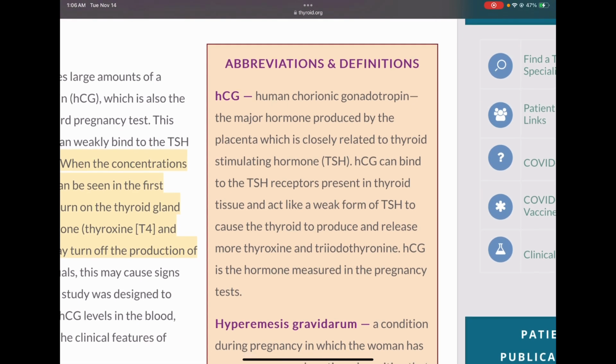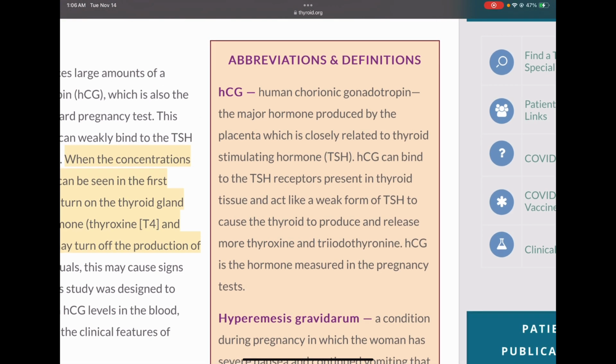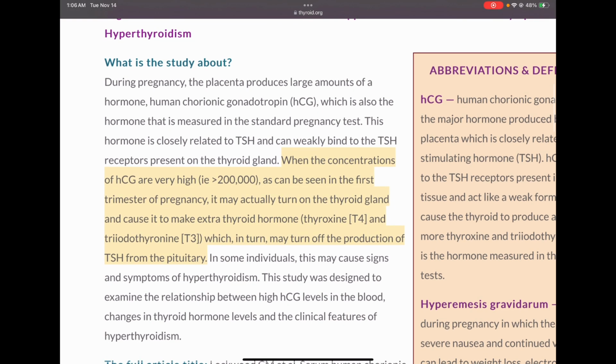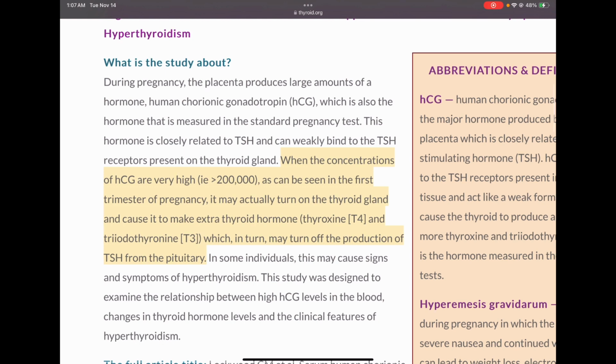Right in this box we can read: human chorionic gonadotrophin, HCG, is the major hormone produced by the placenta, which is closely related to TSH. HCG can bind to the TSH receptors present in thyroid tissue and act like a weak form of TSH to cause the thyroid to produce and release more thyroxine and triiodothyronine. HCG is the hormone measured in a pregnancy test. Okay, so HCG would lead to an increase in thyroxine, right?